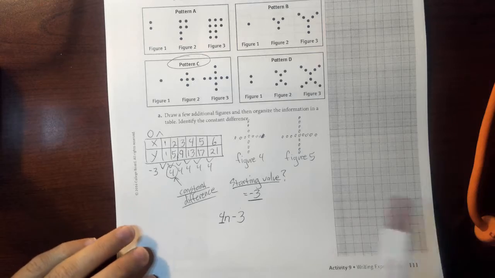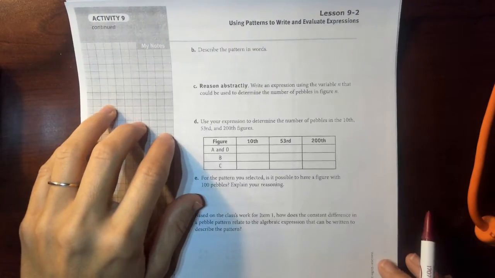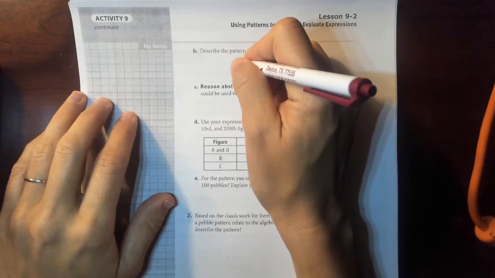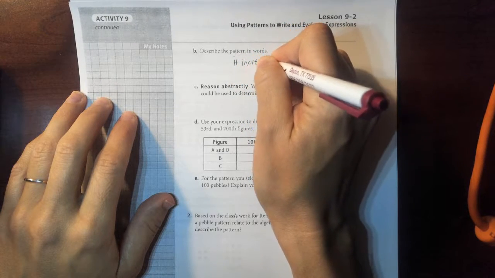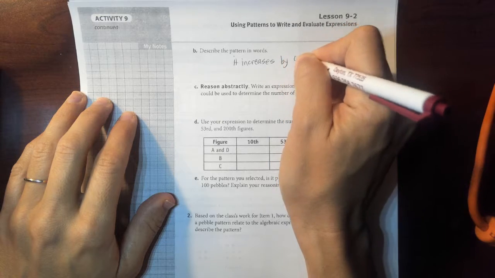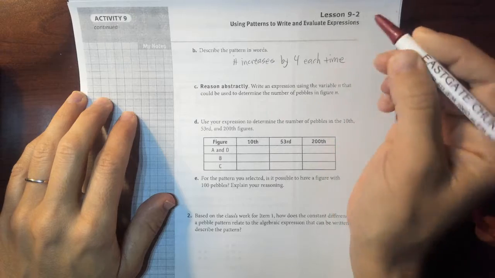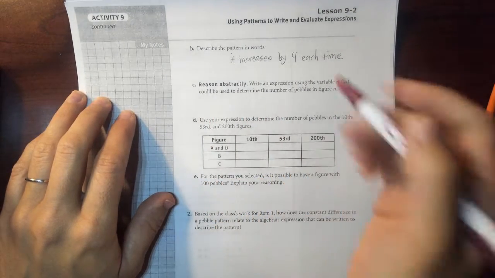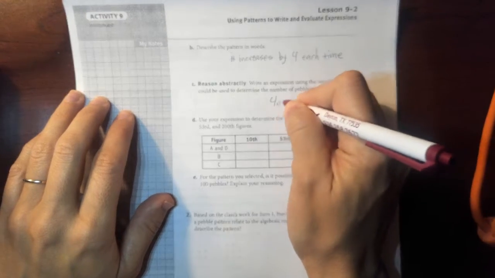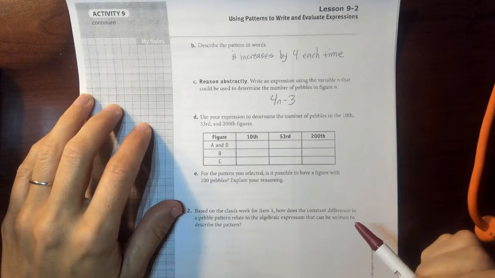Okay, all right, so we're going to go to the next page. Describe the pattern in words, it says. We're going to say it increases by 4 each time. Write an expression using the variable n that could be used to determine the number of pebbles in figure n. That would be 4n minus 3. We had figured that out just on the previous page.